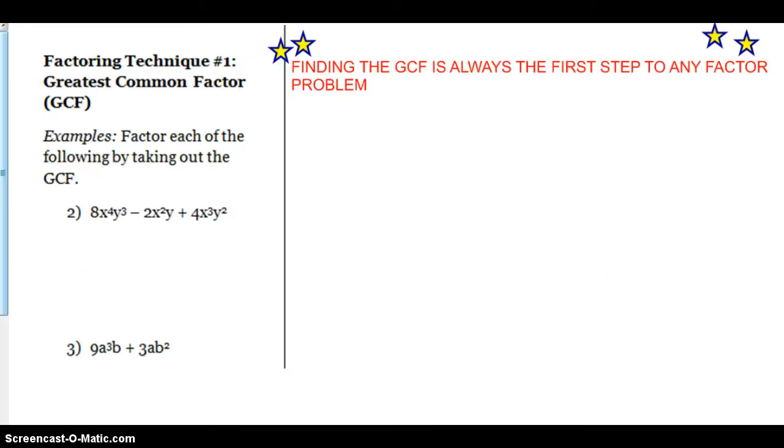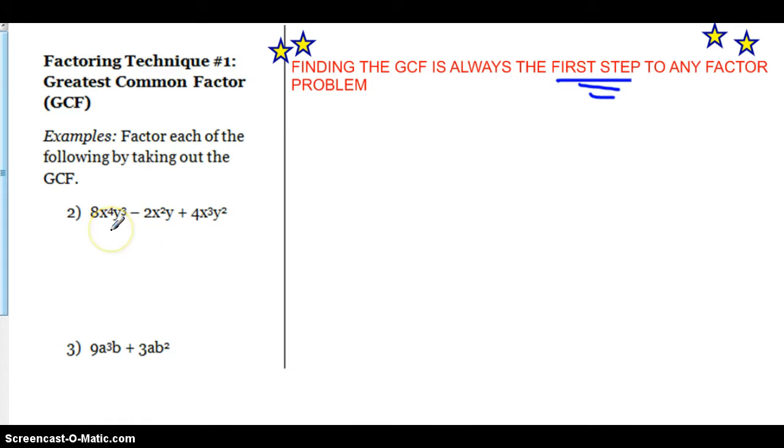Okay, so our first factoring technique, number 1, finding our greatest common factor. That's always the first step to any factor problem. So please highlight that, star that. This is going to save you a lot of work if you remember to always do this first. Okay, let's look at one example, and then I'll have one for you to try.